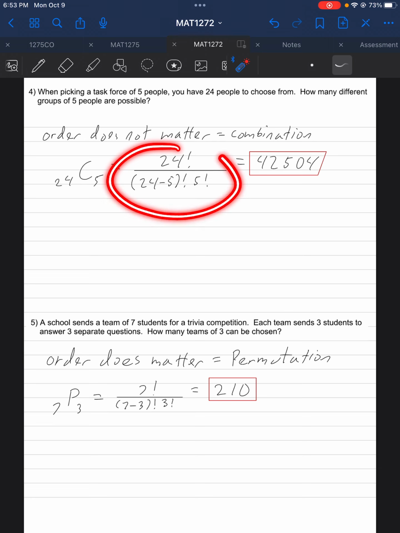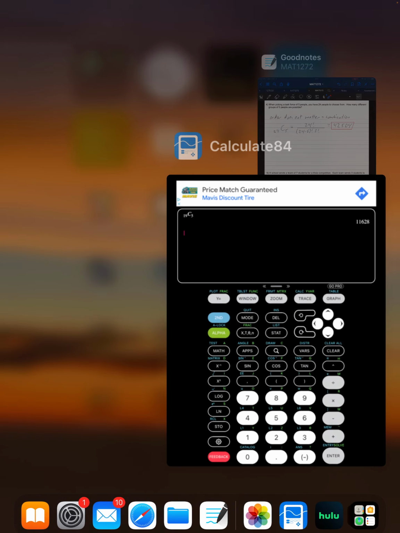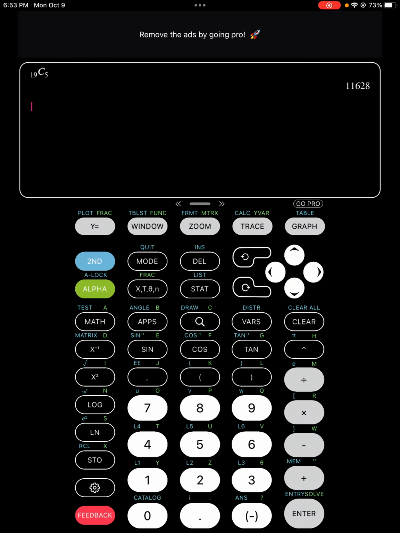So 24 choose 5 works out to this formula: 24 factorial over 24 minus 5 factorial times 5 factorial in the denominator. And that's going to be 42,504.